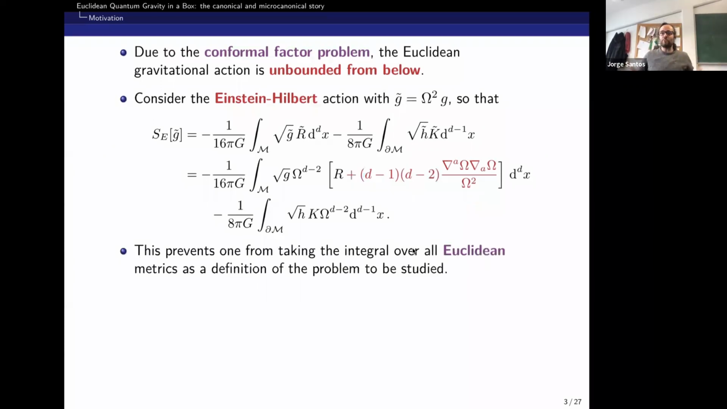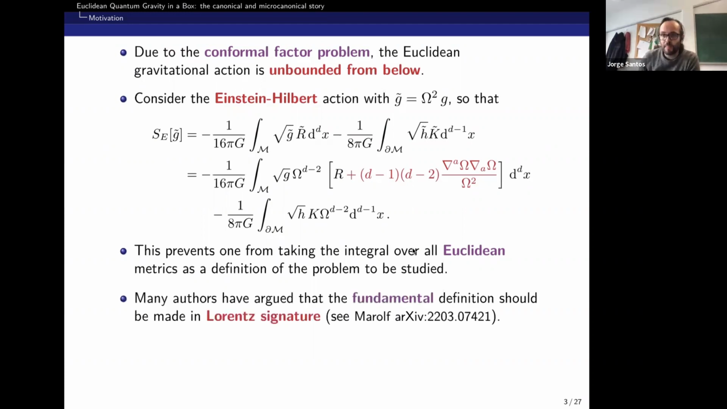So this prevents one from taking the integral over all Euclidean metrics as defining the problem that we want to study, computing the partition function, because of this problem. So we know that there will be bits of the metric that will have to be somehow Wick rotated, complexified in order to make that path integral convergent.